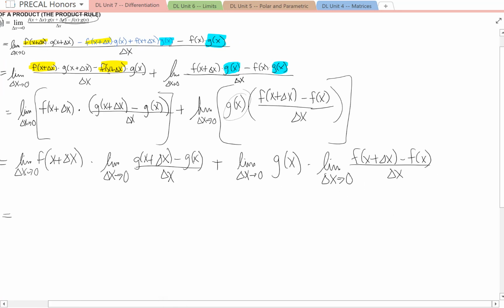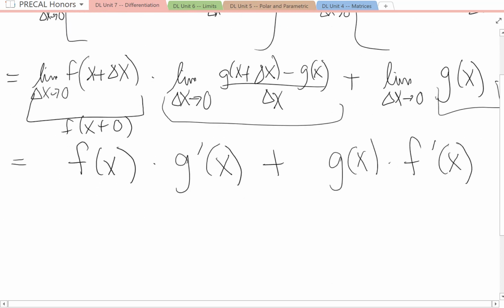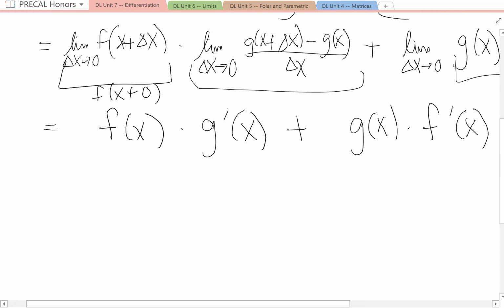The limit as delta x approaches 0 of f of x plus delta x, when you plug in 0 for delta x, that's f of x plus 0, which is f of x. So we're left with f of x times g prime of x, plus the limit of g of x as delta x approaches 0. There is no delta x in there, so it remains g of x times f prime of x, the definition of the derivative of f. This right here is the beautiful product rule.